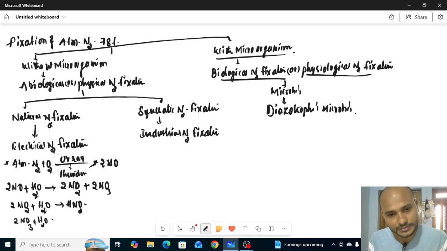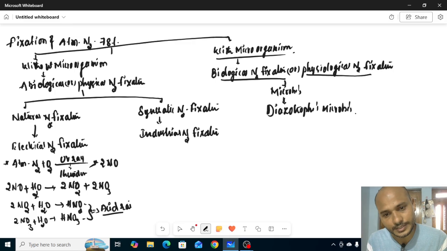So this is acid rain. When this acid rain reaches the soil, in the soil the acid rain in the form of water, HNO2 and HNO3, dissociates into NO2 minus, nitrite, and nitrate form. In this form the plant utilizes the nitrogen. So this is all about natural nitrogen fixation, the electrical nitrogen fixation.